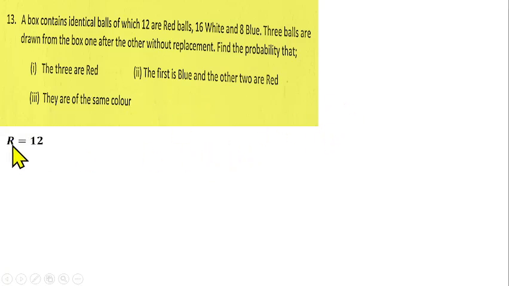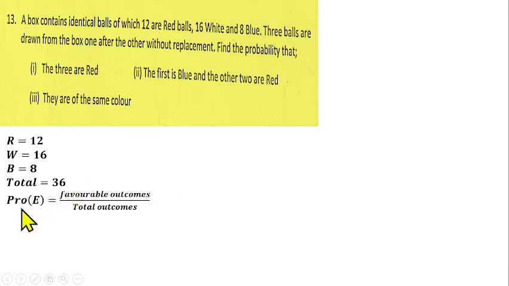So you are given 12 red balls, white balls are 16, blue balls are 8. If you add them together, you have 36 balls. So for the first question, probability of an event is the favorable outcome over total outcome. This is the definition of probability. In this case, total outcome is 36.